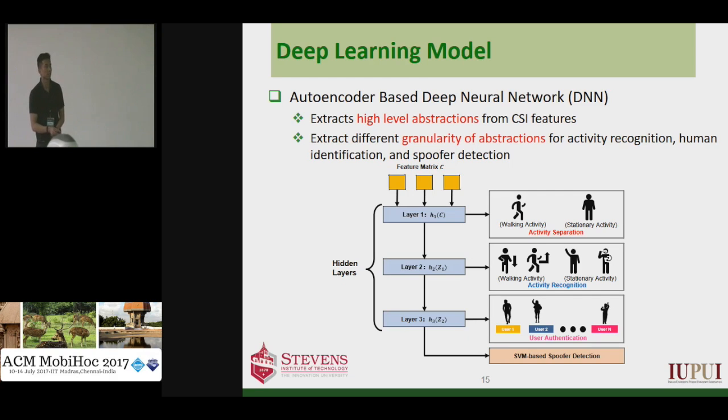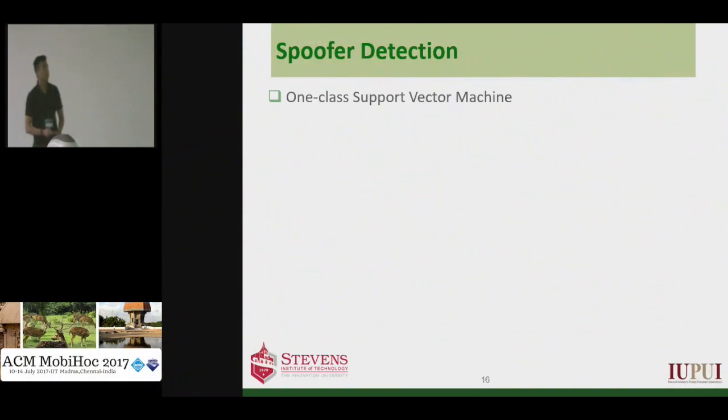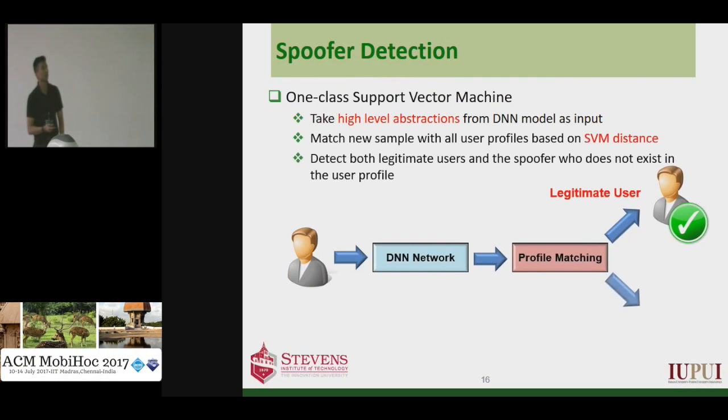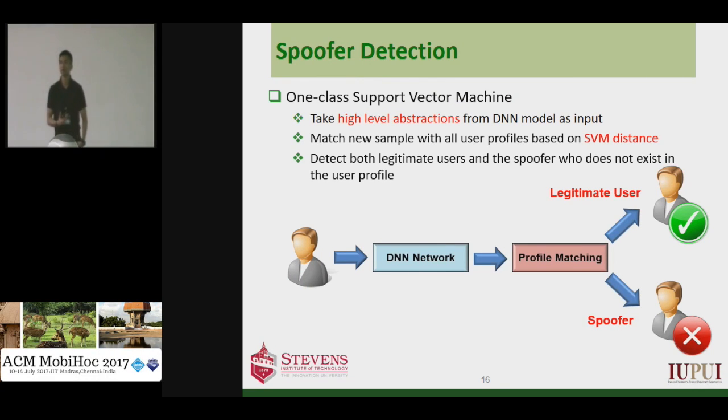Also, we have SVM-based spoofer detection. For each user we build an SVM model. We'll set a threshold to distinguish whether this detected user is a legitimate user or a potential spoofer. For the spoofer detection, we use a one-class SVM, and we use the abstraction derived from the deep learning model to build this SVM model. We use the Gaussian kernel to train the model, and we set the SVM distance as the threshold to distinguish whether the user is a legitimate user or a spoofer.